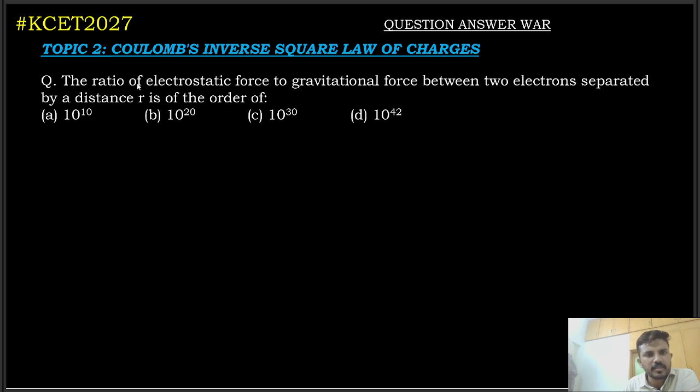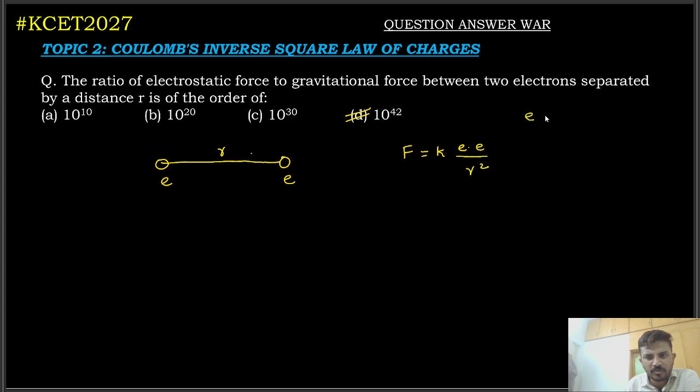Then the ratio of electrostatic force to gravitational force between two electrons separated by distance r is of the order of... I will directly give you the answer, that is 10 to the power 42. We can calculate it by using electrostatic force. Here we have electrons separated by some distance r. Then the electrostatic force is given by K e into e divided by r square.